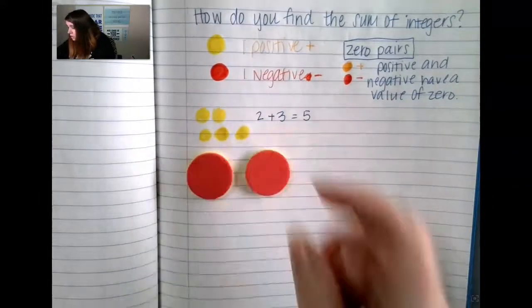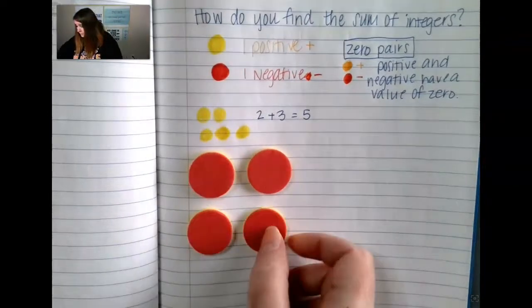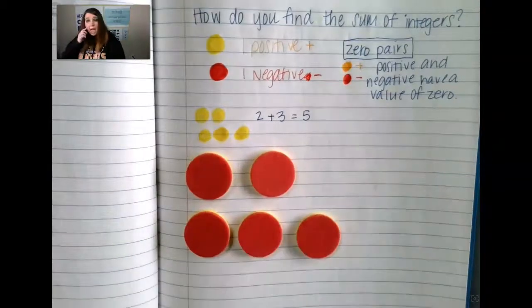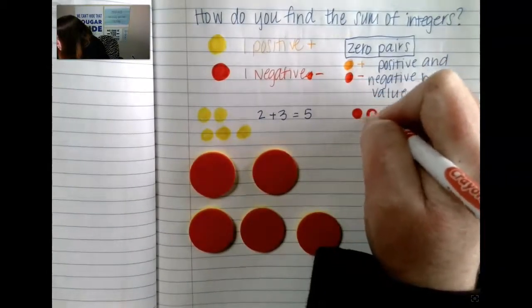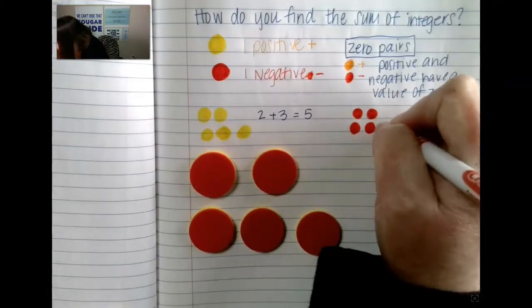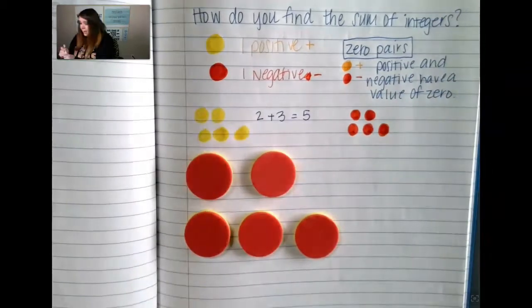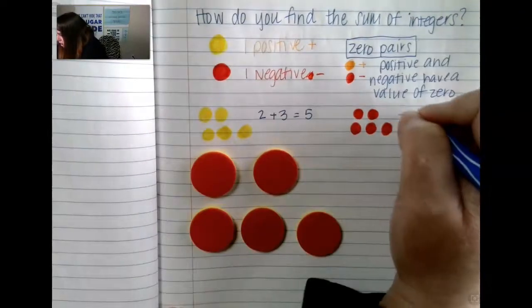Let's say I have -2, and then I add on 3 more negatives. I have all red, so this means that I have 5 negatives. So if I start with 2 negatives and I add on 3 more negatives, I then have a total of 1, 2, 3, 4, 5 negatives. And the reason why it's negative is because all of my colors here are red.